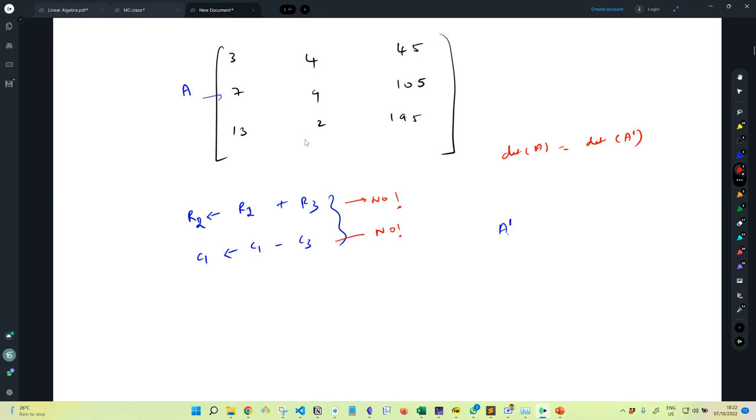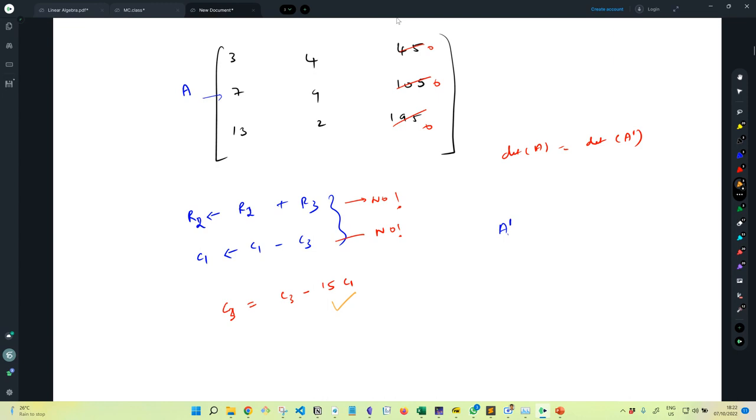Now for this question, I'll suggest you an operation. Let us add one more operation. Let's say C3 equals C3 minus 15 times C1. What will happen when you do this operation? Basically, 45 minus 15 times 3 will be 0, so this entry will become 0. Similarly, 105 minus 15 times 7 will also be equal to 0, and this will also be equal to 0. And also remember that this is also an elementary operation, which means this operation will also not affect the value of determinant.